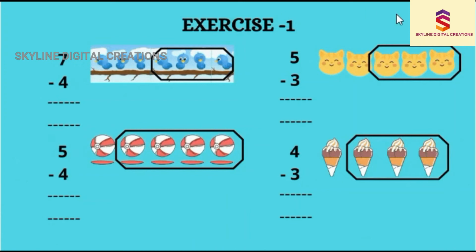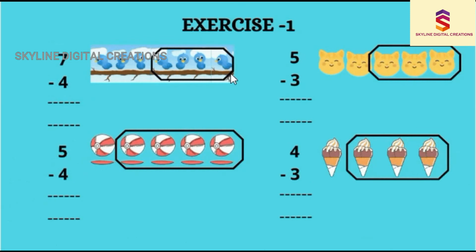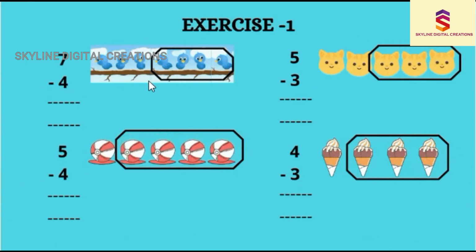So here is an exercise for you to work out. I'll give you one example. 7 minus 4, which means out of these 7 birds, if 4 birds are removed, then how many birds will be left over? Out of 7, if 4 are removed, only 3 will be left over. So the answer will be 3.